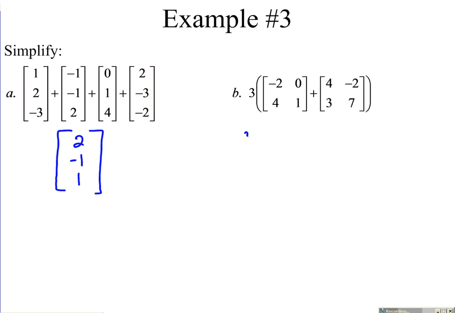Letter B, follow order of operations. Do what's in parentheses first. So add these two matrices together. We get 2, negative 2, 7, 8. Multiply by the scalar now of 3. We get 6, negative 6, 21, and 24.